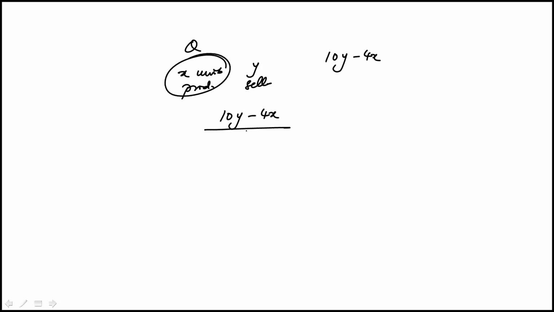divided by the number of units produced, must be at least 4.5. So that's the translation of that condition. And I can divide each term by X. And then that becomes 10y over x is greater than or equal to 8.5.